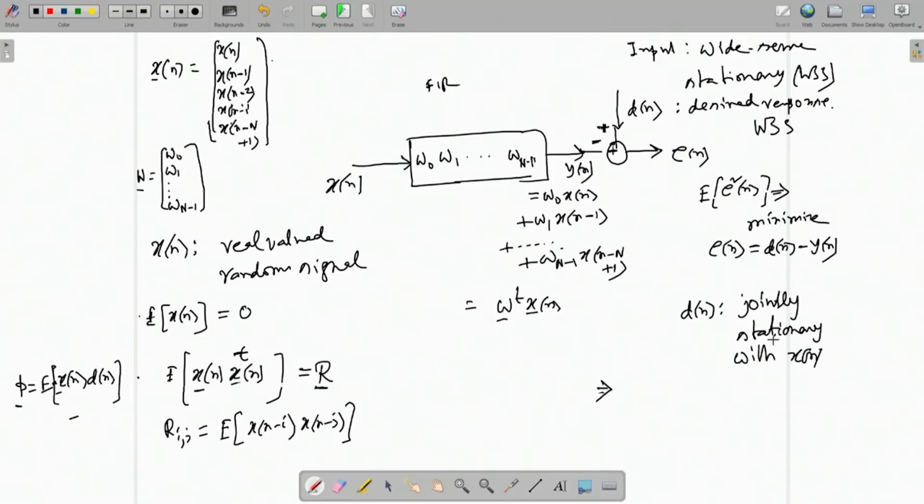As I told you, if they are jointly stationary, say x n into d n, that will not depend on the index n, so the gap is 0 and it will just be some constant. Then d n and x n minus 1, the gap is 1, and d n and x n minus 2, the gap is 2, and so on. That is why it is independent of n, and that is what is given to you.